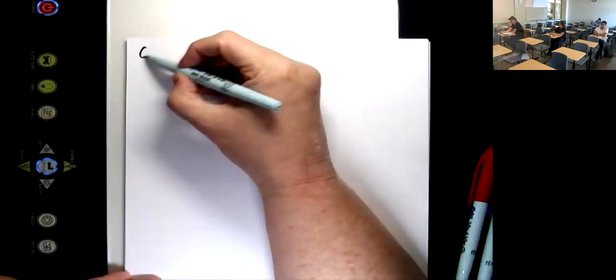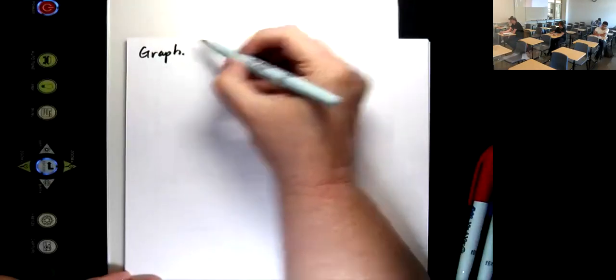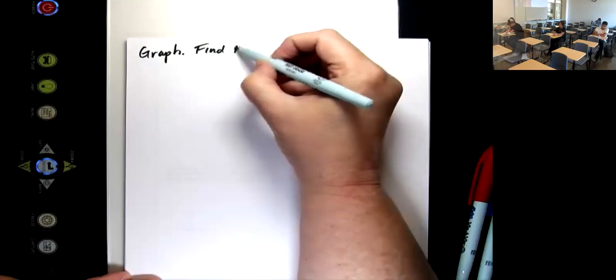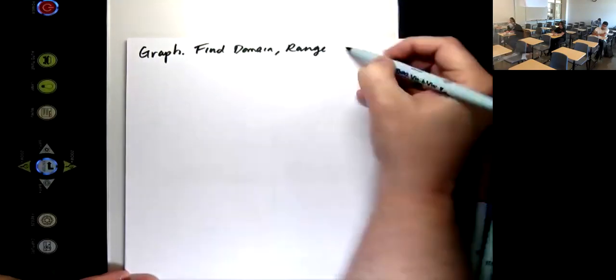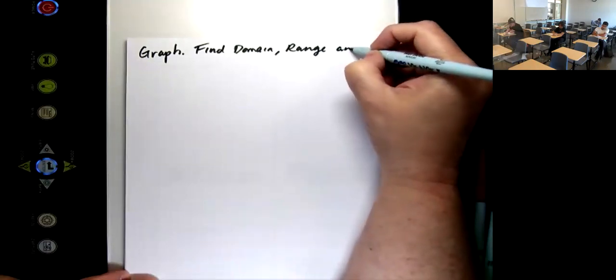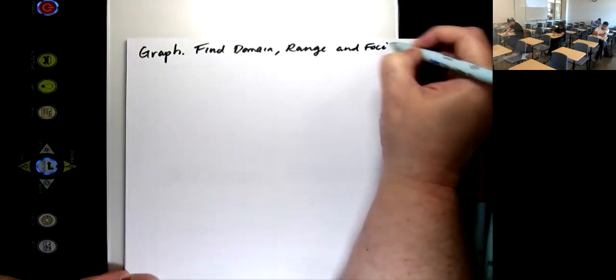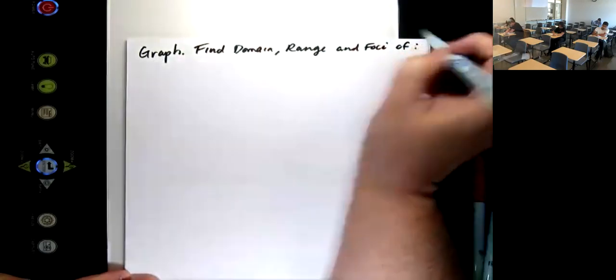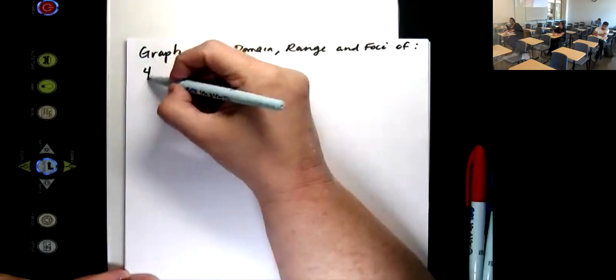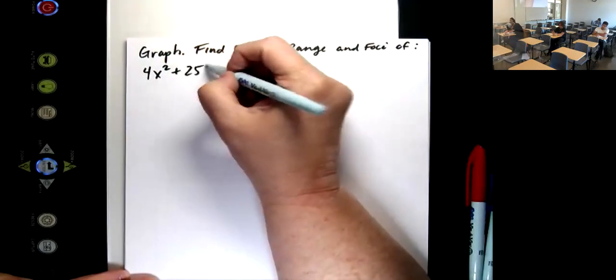So let's graph, find the domain, range, and foci of the following. Let's go with 4x squared plus 25y squared equals 100.